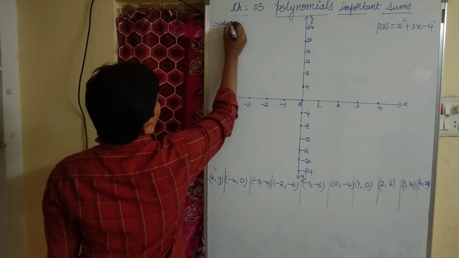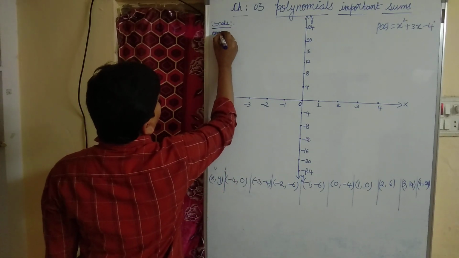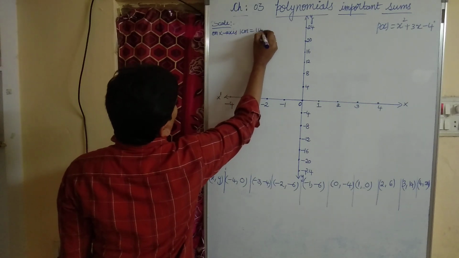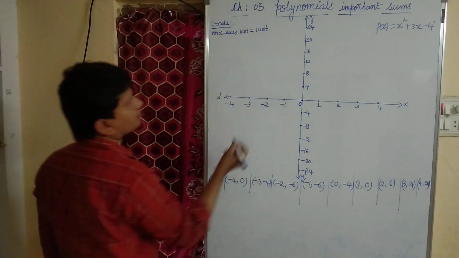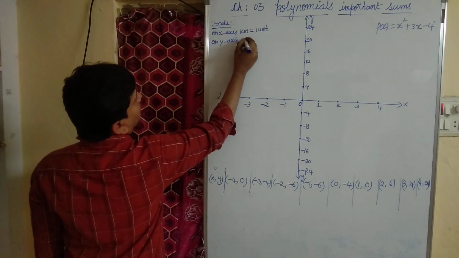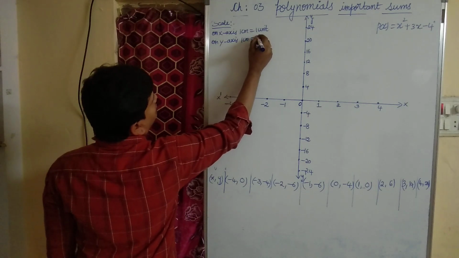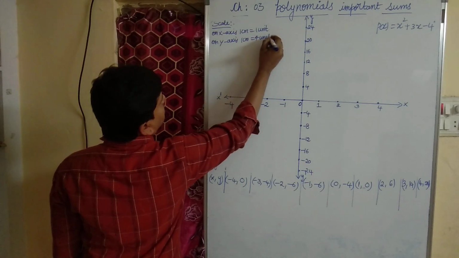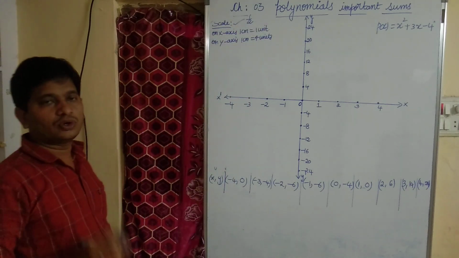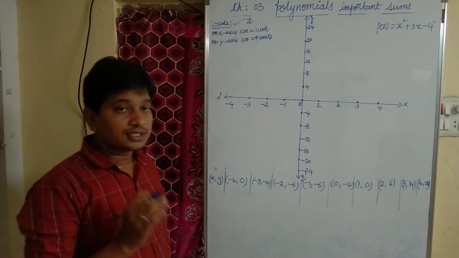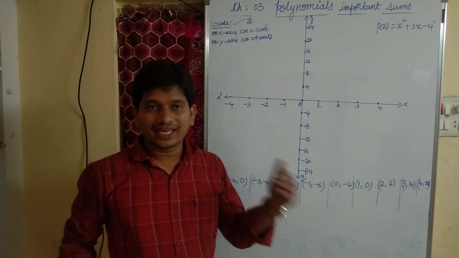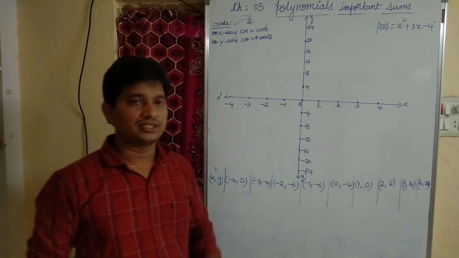Okay, so what is our scale? Our scale is, on the x-axis we consider 1 centimeter equal to 1 unit. On the y-axis we consider 1 centimeter equal to 4 units. If you write the scale, you will get the mark. Don't forget to write the scale. Scale is important: what we are taking on the x-axis and what we are taking on the y-axis.